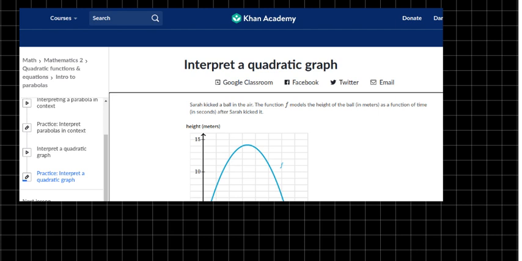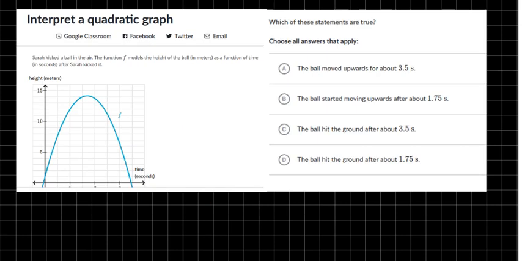Okay, the homework for today is interpret a quadratic graph. This is in Mathematics 2 in quadratic functions and equations and intro to parabolas. So let's take a look at this, which is actually our second question, but they're all about the same. Sarah kicked a ball in the air.